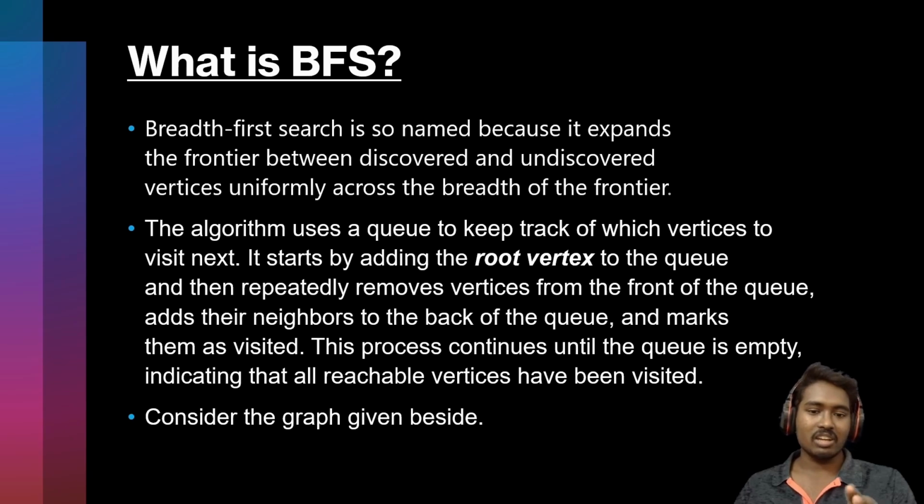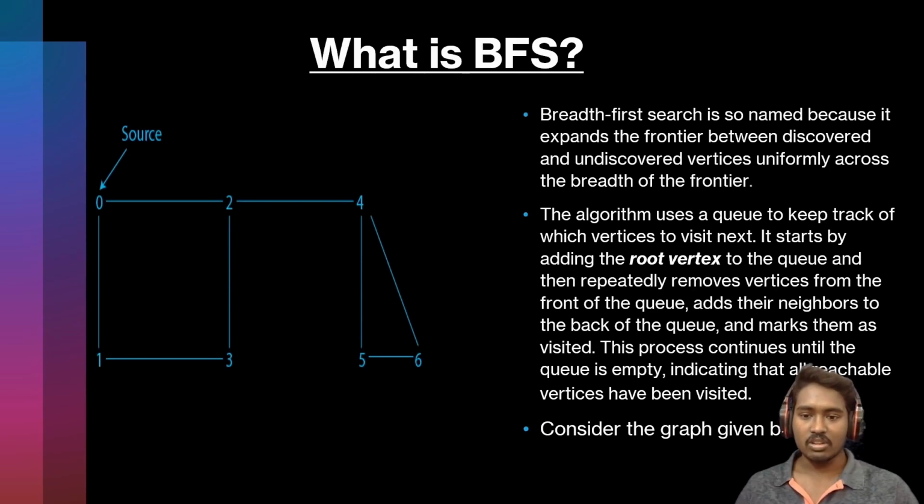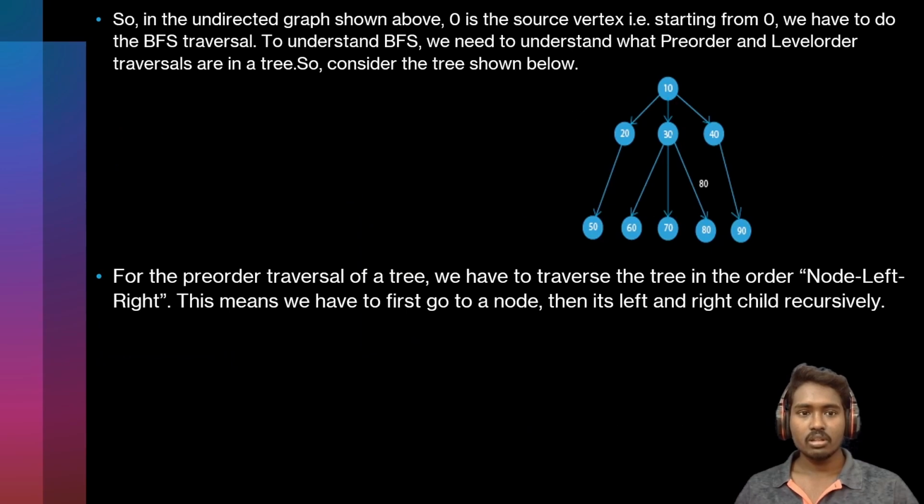So this process continues until the queue is empty, indicating that all reachable vertices have been visited. So consider the graph which is given beside. In the undirected graph shown beside, the source vertex is zero, that is, starting from zero. We have to do the BFS traversal.